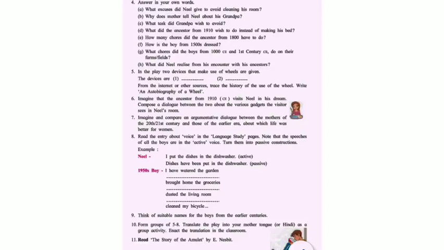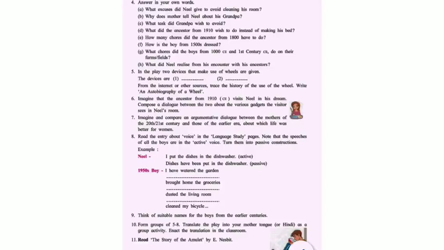Fifth is, in the play, two devices that make use of wheels are given. Yeah, you can do till sub question 4. Yes, sub question 5 is again easy, where the wheels were mentioned. You can do that. So you can mention the things in which wheels were mentioned. Two devices that make use of wheels. Imagine that the ancestor. Sub question 6 is interesting.